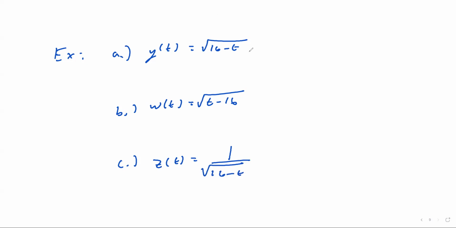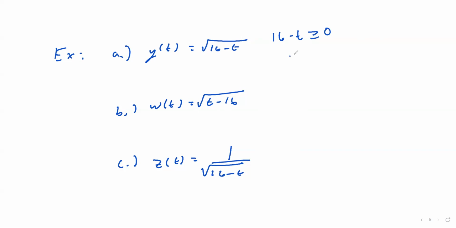Okay, so what you need to remember is with radicals, this is what a square root is, a radical, is that you have to be a zero or positive number. It cannot be a negative. So we're just going to take the inside of the radical, 16 minus t, and set it to greater than or equal to 0 to figure out what t must be.